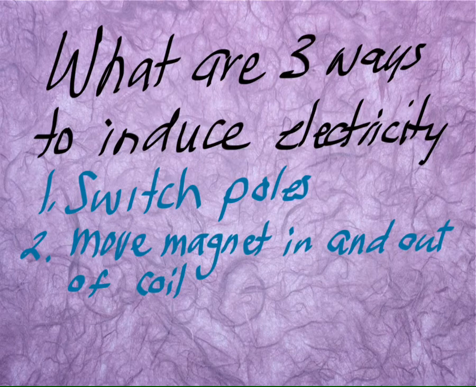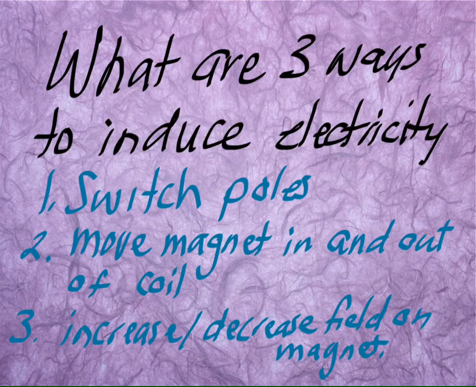If you move the magnet in and out of the coil, this is causing like a tug of war on the electrons. You're moving it in and it's causing the electrons to move one way, and you're moving it out and it's causing them to move the other way. Remember, electrons moving is electricity.